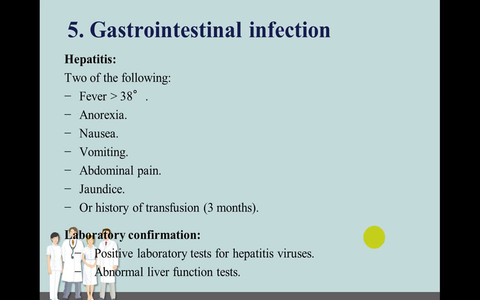Gastrointestinal infection continues with hepatitis. 2 of the following: fever, anorexia, nausea, vomiting, abdominal pain, jaundice or history of transfusion 3 months ago. Laboratory confirmation: positive laboratory tests for hepatitis viruses, abnormal liver function tests.